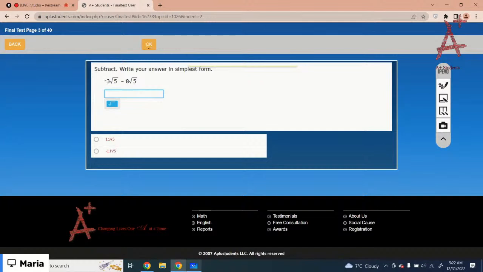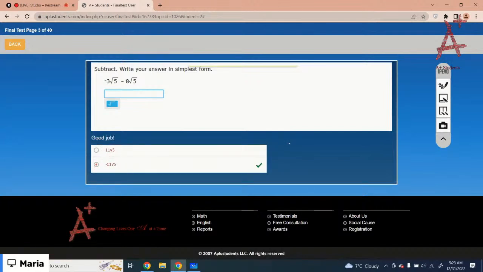Okay, subtract, write your answer in simplest form. So both of the radicals are same. Got it? That means they are like terms. You can just collect their coefficients. So it would be negative 3, negative 8 is negative 11. Got it? So that would be the second option, negative 11 square root 5. So just select the correct option, then click on the OK button.